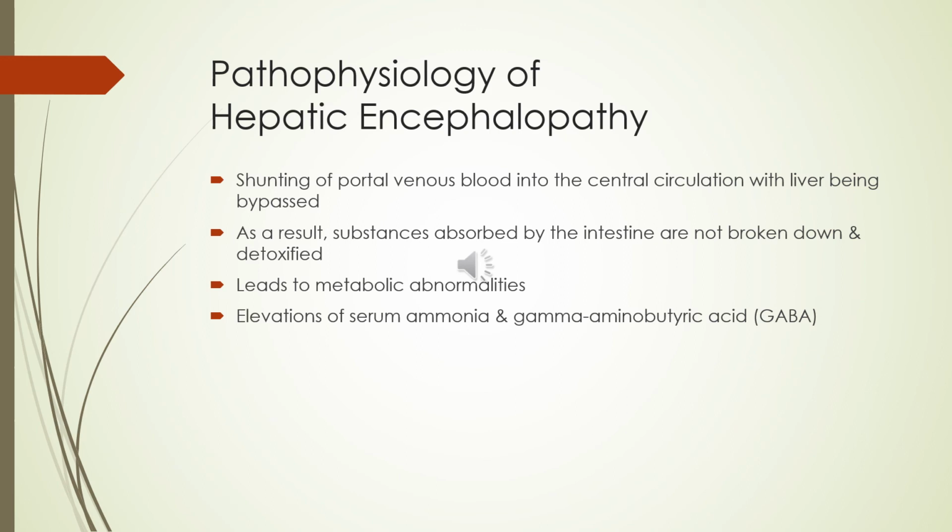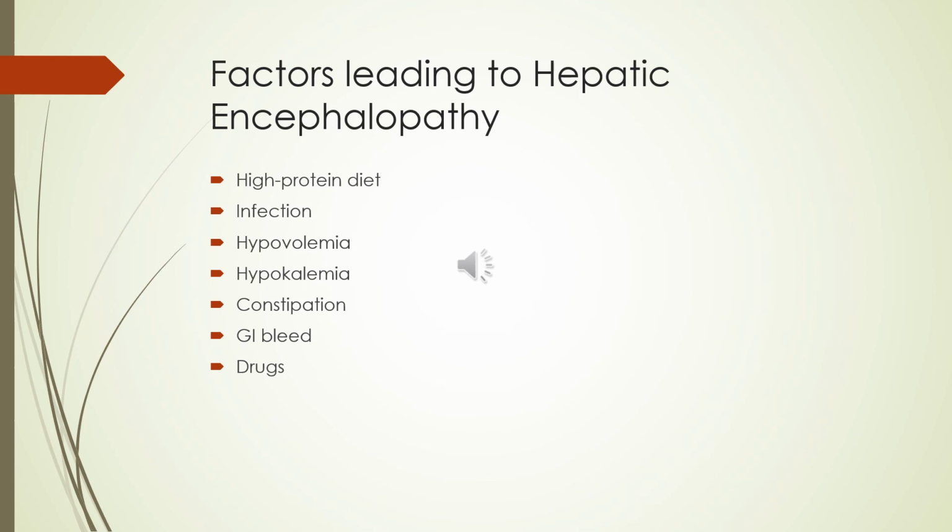The pathophysiology of hepatic encephalopathy is explained through a shunting of portal venous blood into the circulation with the liver being bypassed. As a result, substances absorbed by the intestine are not broken down and detoxified. This leads to metabolic abnormalities, and we have elevations of serum ammonia and gamma-aminobutyric acid, or GABA. Some factors that can lead to hepatic encephalopathy include high protein diet, infection, hypovolemia, hypokalemia, constipation, GI bleed, and drugs.